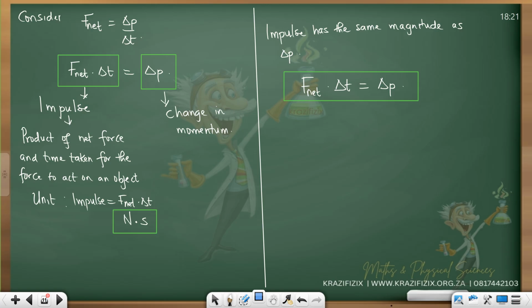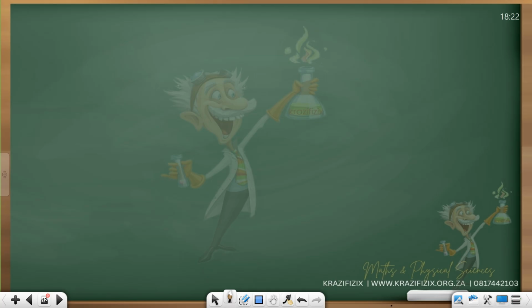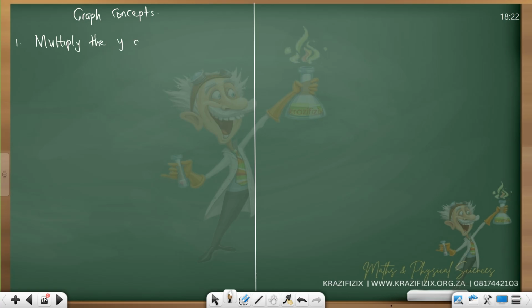I want to end the session now with something you should have learned in grade 10, but just to quickly make us see. All right, graphs, the graph concepts. Very, very important. This one will cut across all your physics. I'm going to just do two things today. Number one, multiply the y and x axis.